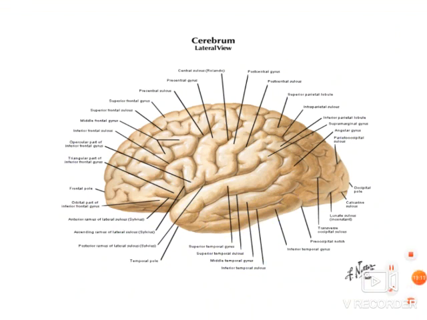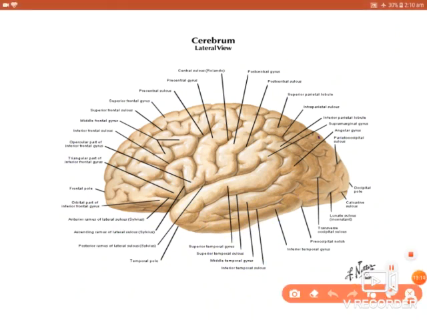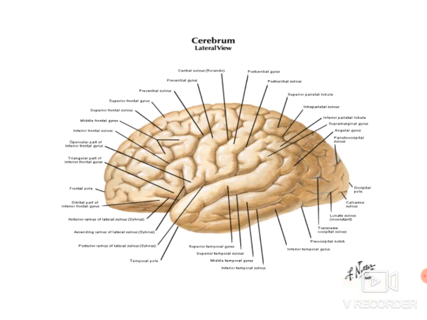Then in the occipital lobe, you can see there is the lunate sulcus. There is also the extension of the parieto-occipital sulcus. So this is the lunate sulcus, this is the parieto-occipital sulcus. Then you can see this is the transverse occipital sulcus. So these are the important sulci and gyri on this superolateral surface.